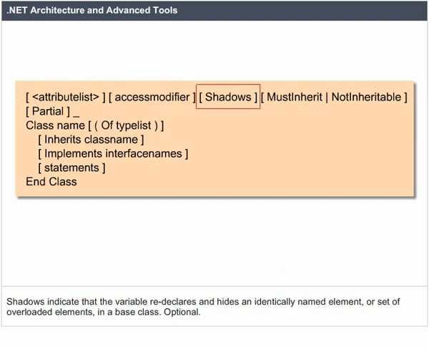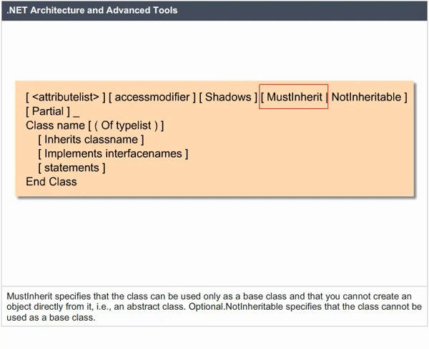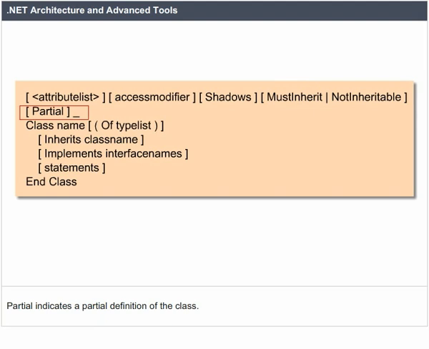Shadows indicates that the variable redeclares and hides an identically named element or set of overloaded elements in a base class, optional. MustInherit specifies the class can be used only as a base class and that you cannot create an object directly from it, that is, an abstract class, optional. NotInheritable specifies that the class cannot be used as a base class. Partial indicates a partial definition of the class. Inherits specifies the base class it is inheriting from. Implements specifies the interfaces the class is inheriting from.